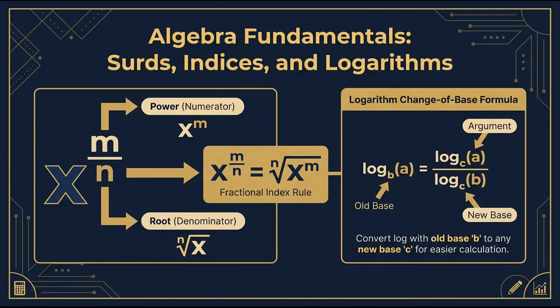Next, let's look at indices. A fractional index combines a root, which is the denominator, with a power, which is the numerator. So 8 to the power of 2/3 means taking the cube root of 8, which is 2, and squaring it to get 4. You can then multiply this by other terms, like 4 to the power of -1/2, which equals 1 over the square root of 4, giving 1/2.